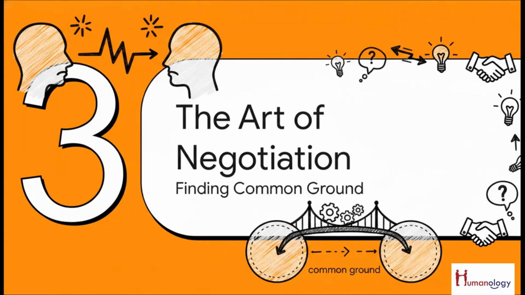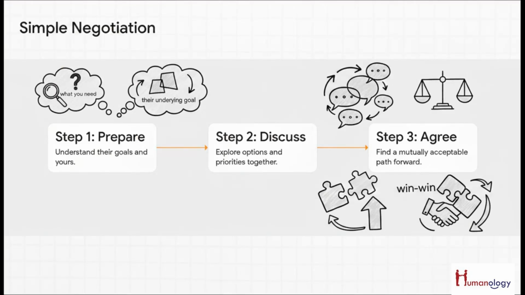But what happens when you hit a wall? When you and a stakeholder just don't agree? Well, that's when we shift gears from just communicating to actual negotiation. But I want you to forget this idea of a big, scary, high-stakes battle. It's not that. Think of it more like a collaborative hunt for common ground. And you can break it down into 3 really simple steps. First, you prepare. You've got to know what you need, but even more important, you have to try and figure out what they really need. What's their hidden goal? Second, you discuss. You just explore options together. This isn't about winning an argument, it's about brainstorming. And finally, you agree on a path forward that ideally works for everybody. It's all about finding that win-win.